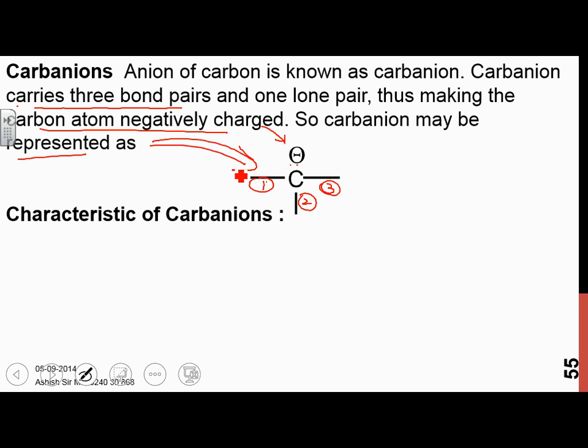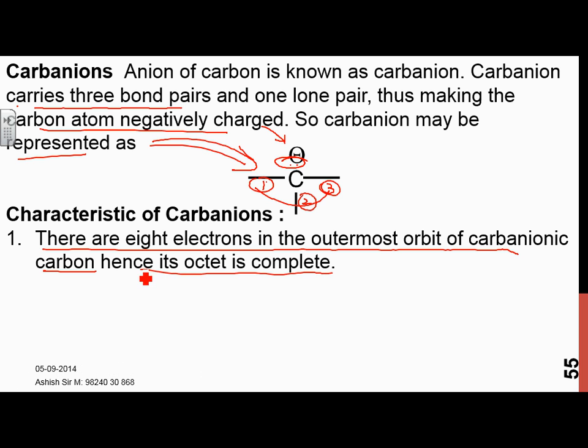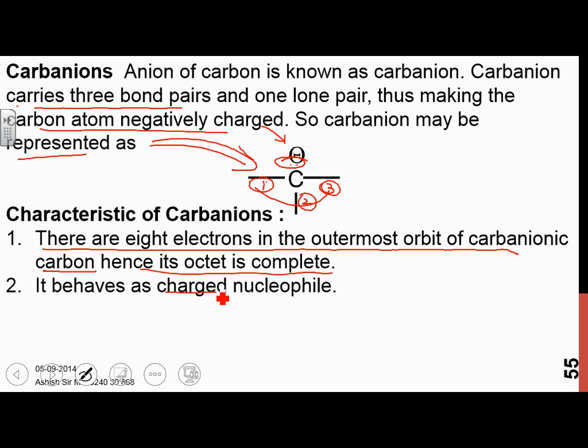What are the characteristics of carbanions? There are 8 electrons in the outermost orbit of the carbanionic carbon. It has 8 electrons: 6 electrons from the bonding pairs and 2 electrons from the non-bonding pair. Hence, its octet is complete. It behaves as a charged particle. It has negative charge. Nucleophile. Yes, nucleophile. I'll explain what a nucleophile is in the last lecture, which has attraction towards nucleus.